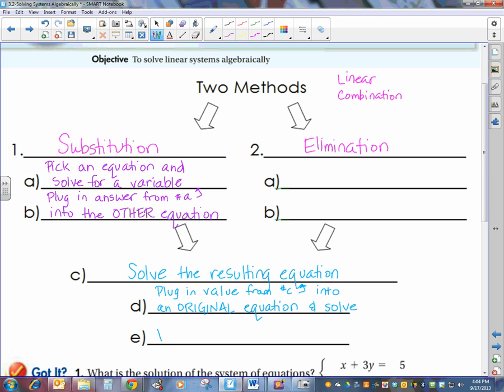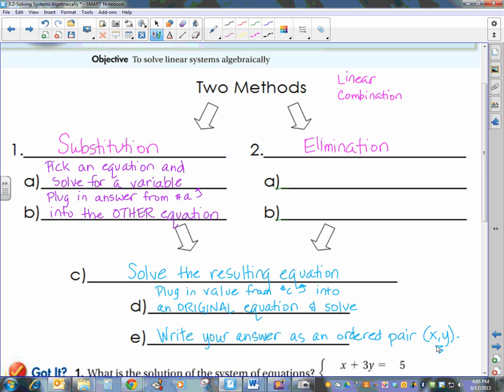And last but not least, you want to write your answer as an ordered pair. Okay, we talked about yesterday when we talked about solving systems by graphing, solving the system is finding the point of intersection. So just because we're doing it algebraically, they still intersect in a point, so we want to write that answer as an ordered pair. Okay?